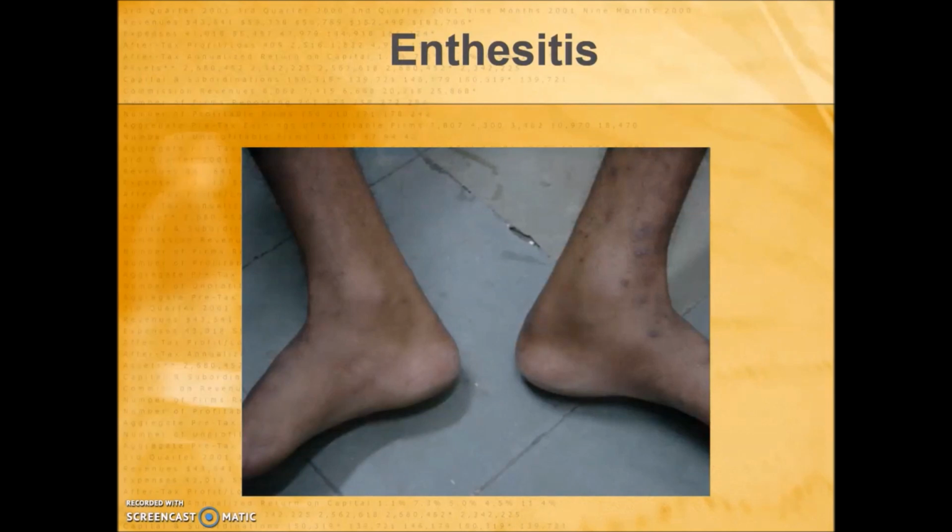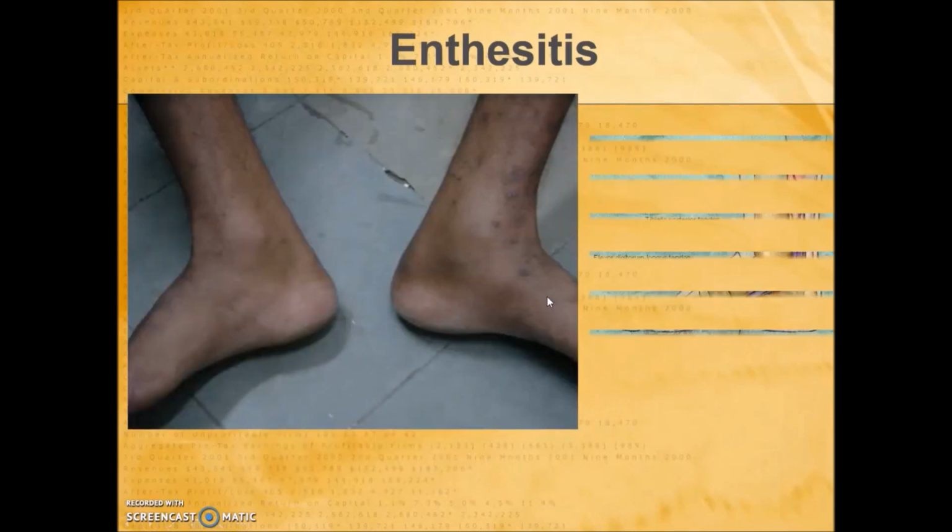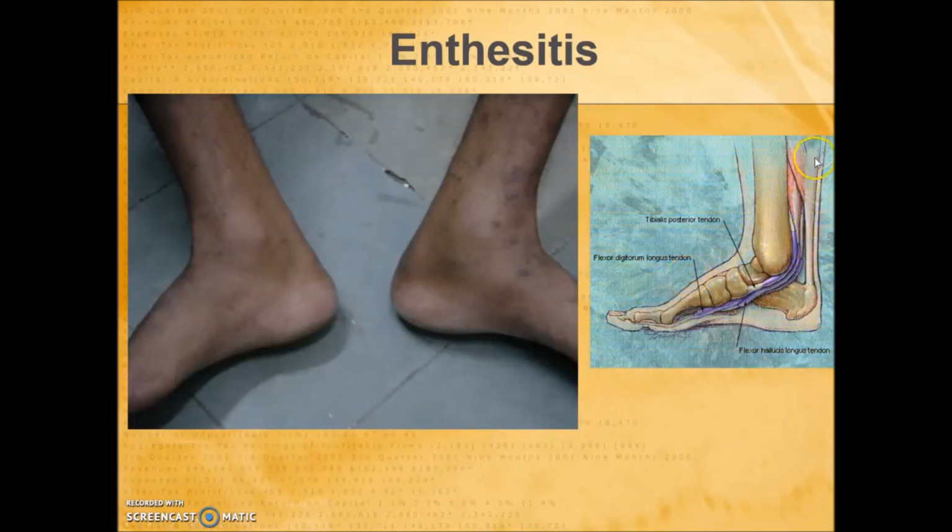Thirdly, enthesitis. What exactly is enthesitis? Enthesitis is inflammation in the area where a ligament, a tendon or a muscle attaches to a bone. As you can see here, you can clearly see inflammation, swelling here. What is this all about? Let's have a look. See, it is this tendon which gets attached to the bone called the calcaneum. This is the enthesial area, and this is what is inflamed. This is again something very classical of ankylosing spondylitis. You can see the inflamed enthesis here.